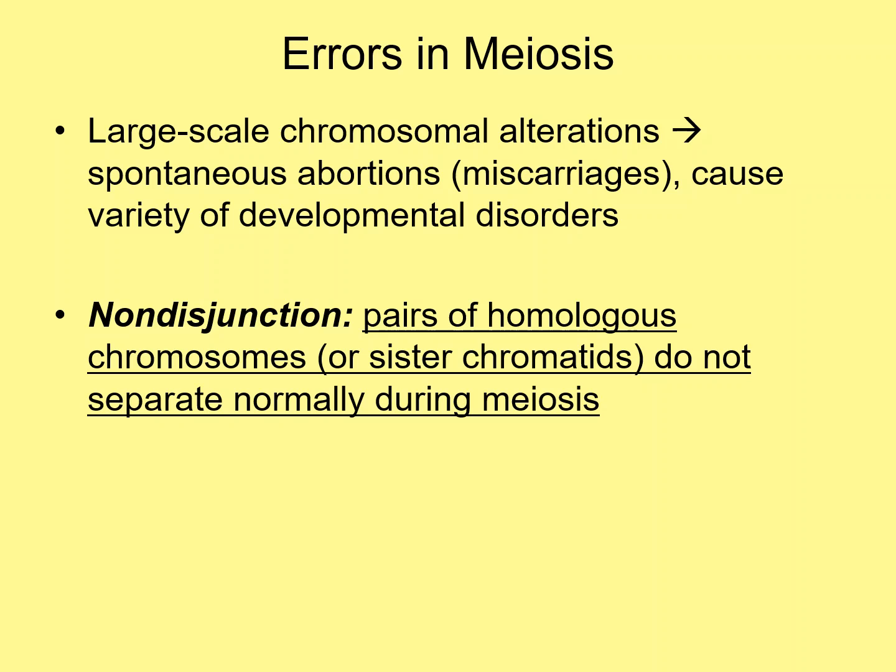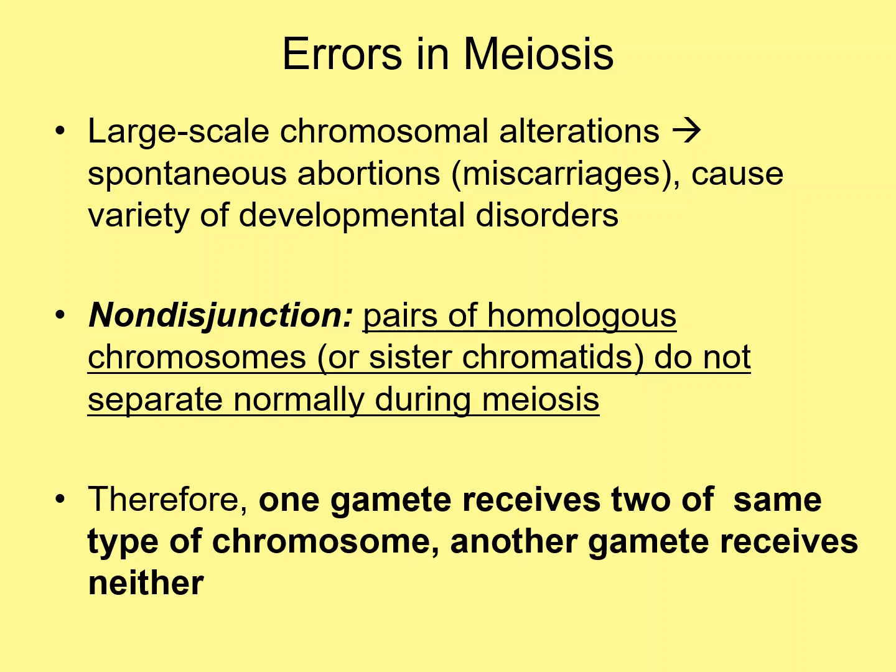So non-disjunction refers to the process where either homologous pairs or sister chromatids do not separate normally during either meiosis 1 anaphase or meiosis 2 anaphase. So depending on whether it's meiosis 1 or meiosis 2, you're going to have a gamete that receives 2 copies of the same chromosome, and of course one gamete that has neither.